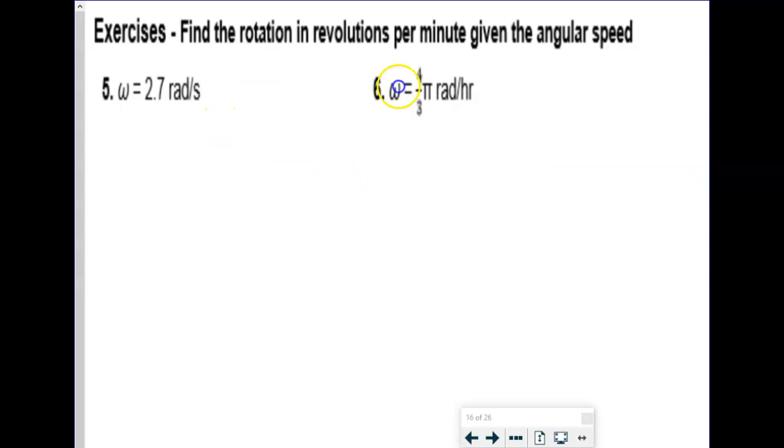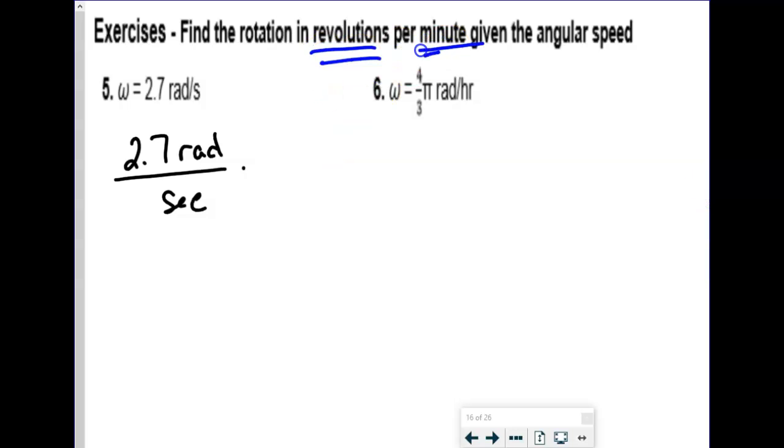So like for here, for instance, they want revolutions per minute. I'm giving you angular velocity. So go ahead and start with the angular velocity. And for some reason, they want me to go back and convert this to revolutions per minute. Wah. You have to convert two things. I need to convert radians to revolutions, and I need to convert seconds to minutes, which we can totally do. All right, let's start with revolutions.